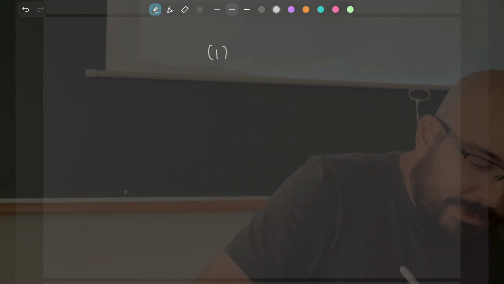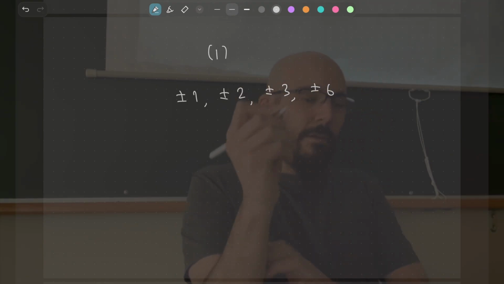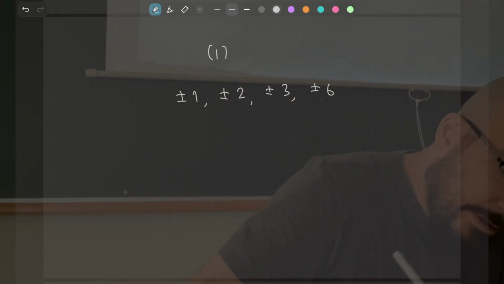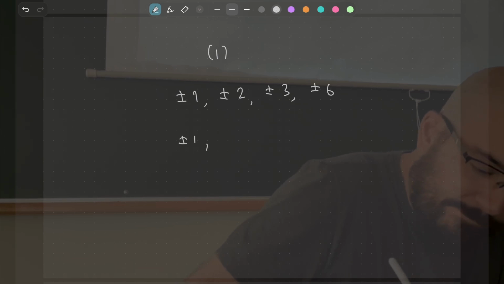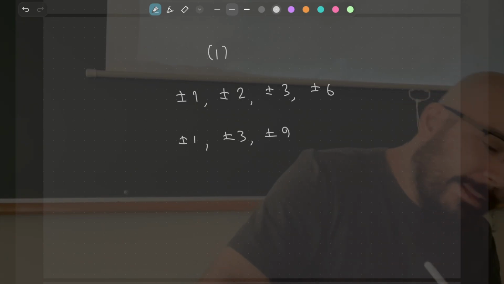So the divisors of 6, let's say: you have 1, 2, 3, and 6. Am I missing anything? I think not. Okay, and then you have the divisors of 9, which are like this. You should correct me. Okay, these are the common divisors.